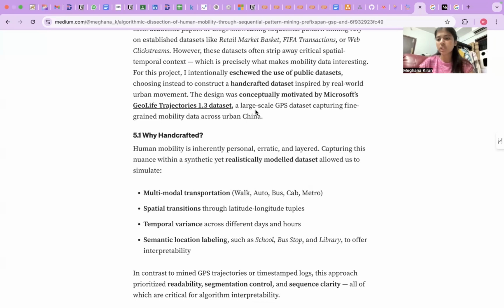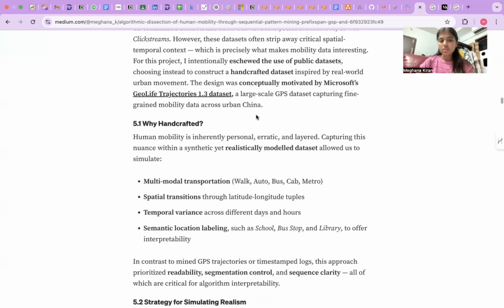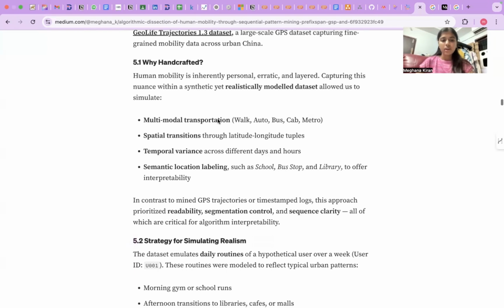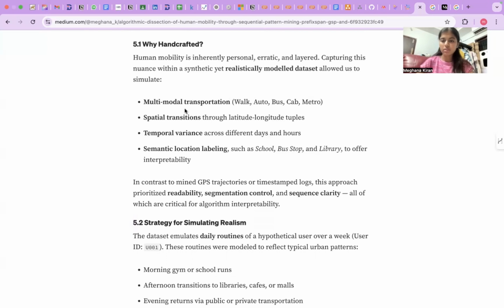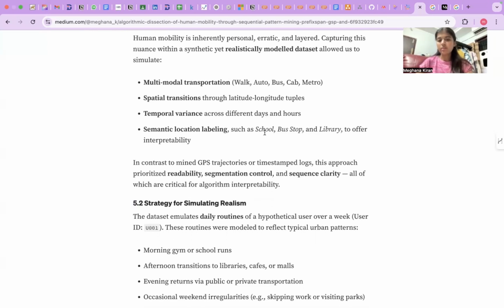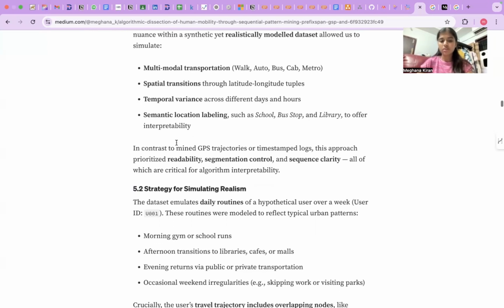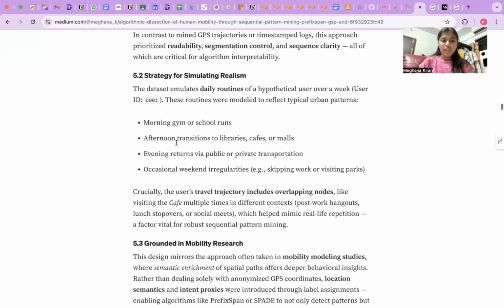It contains around 17,600 files. So I've taken inspiration from that dataset and created a synthetic toy dataset, which contains the modal transportation, the latitudes and longitudes, the time, the user ID, which is the user here, and the temporal variance and the location labeling, again school, bus stop, library, restaurant, etc.